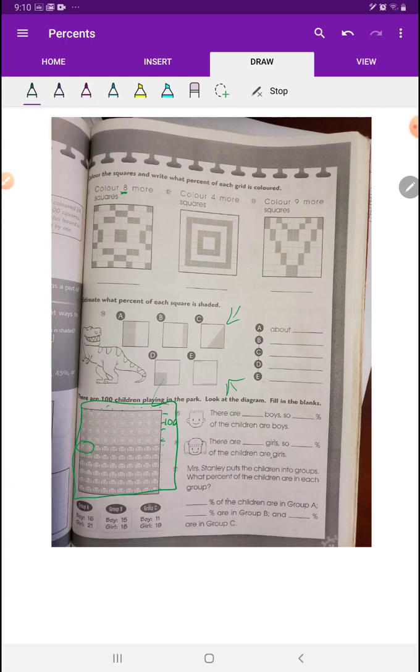And down here, we're talking about group A, group B, and group C. Well, unless they're specifically asking about girls and boys, the very first thing we have to do is figure out how many children there are in each group. It doesn't matter if they're boys or girls. All that matters is how many children are in the group. So there's 30 children in group C. So what's the percent for group C? 30%, because there's 30 children.